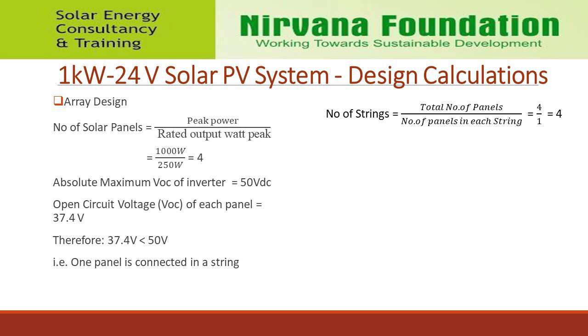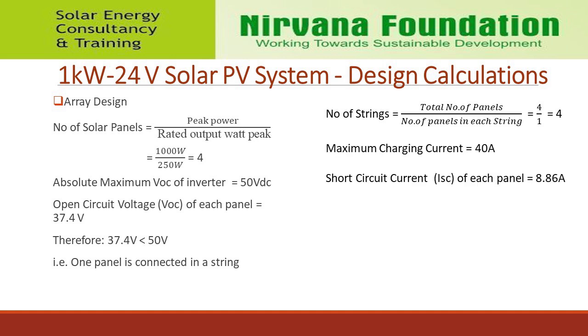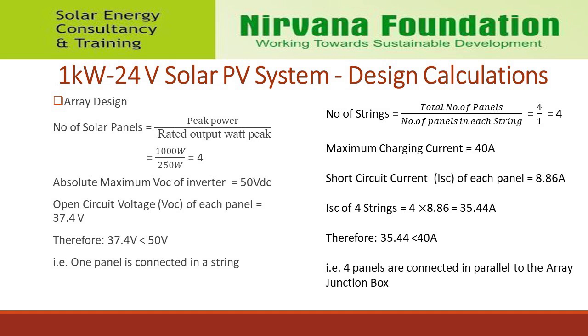We get 4. Maximum charging current is 40 amps. Short circuit current of each panel is 8.86 amps. Total current produced by the string is 35.44 amps. As it is less than 40 amps, 4 panels are connected in parallel to the array junction box.